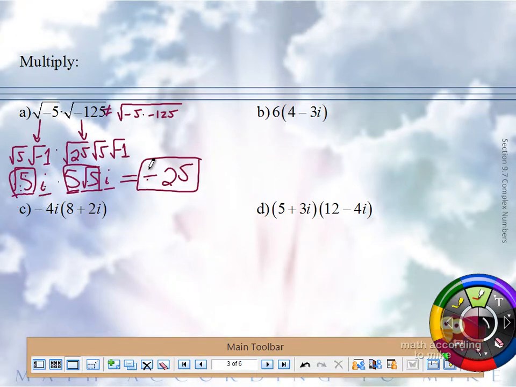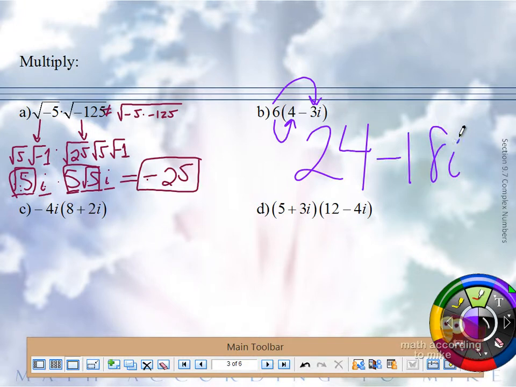We have a monomial times a binomial. What do we do with that 6? Distribute. 6 times 4, 6 times -3i, -18i. Done.